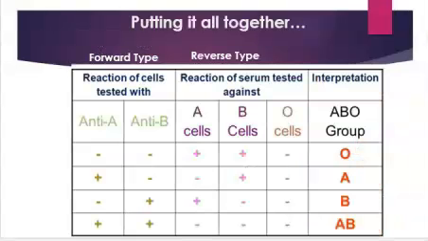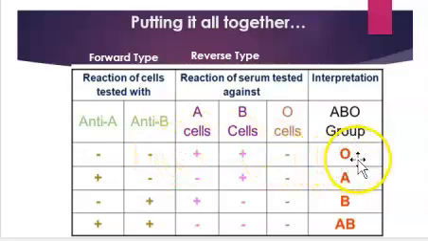So let's put everything together. Let's look at this chart of the forward and the reverse type together and ultimately what the interpretation of the blood type is. Let's ignore this column that says O cells for right now. But these first two columns are talking about results of testing for the forward type. These second two columns are talking about testing results for the reverse type. So we looked at all these samples already, but this is just putting it into a nice chart form for you.